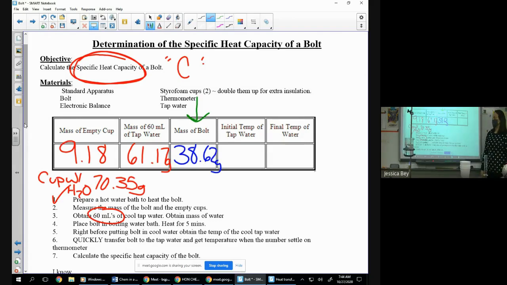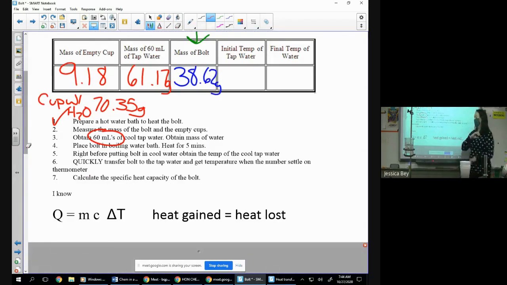Now, what we are going to do next is place the bolt in the hot water bath for 5 minutes. We're putting that at 35. Oh, we have plenty. We got 10 minutes on that. Heat for 5 minutes. Check. Right before putting the bolt in the cool water, obtain the temperature of the cold tap water. So let's do that next.